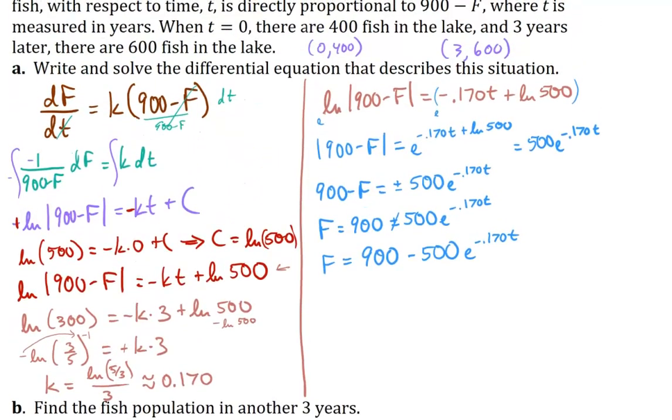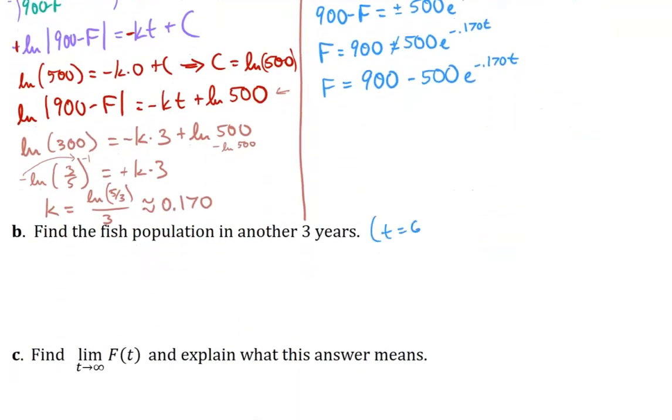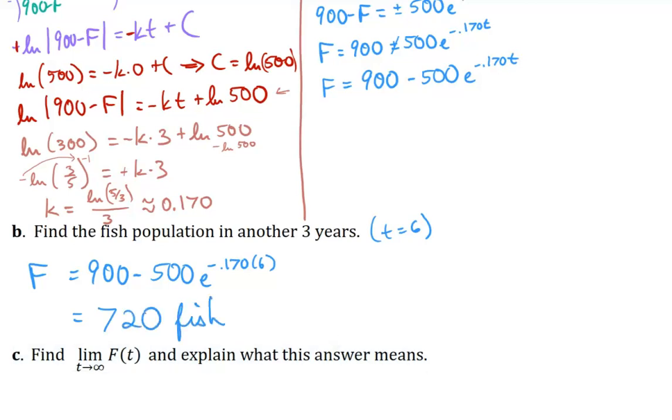Okay, find the fish population in another 3 years. And we know that at 3 years, the population is 600, so it's asking at year 6. So this is going to be when t equals 6. So our fish is 900 minus 500 e to the negative 0.170 times 6. And again, I'm not typing 0.170. I'm using the value that was on my calculator. We'll just do the whole thing on the calculator. Okay, comes out to be about 720 fish.